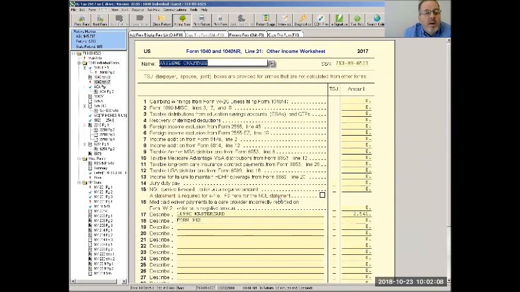Line 17. Yep, and I just type in 1099-C, because there's not anything up above that really gives us a 1099-C form, and it came from MasterCard. And it was for 2541.